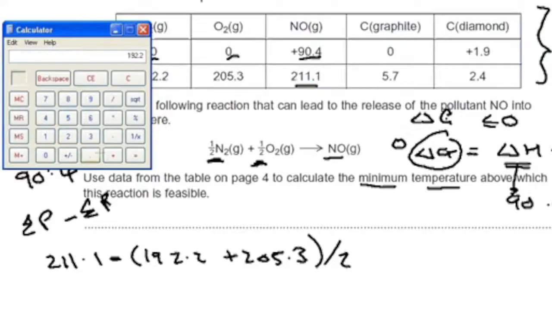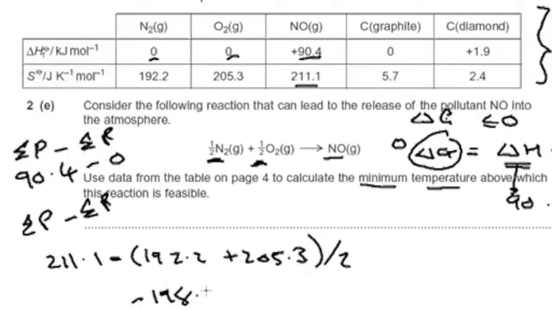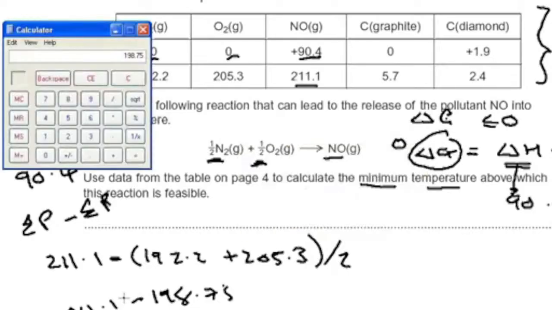192.2. I'm going to add 205.3, and that gives me 397.5, but I'm going to divide that by 2. It gives me 198.75. So what I've got is 198.75. I need to take that away from 211.1. Going back to my calculator, I'm actually going to clear it.